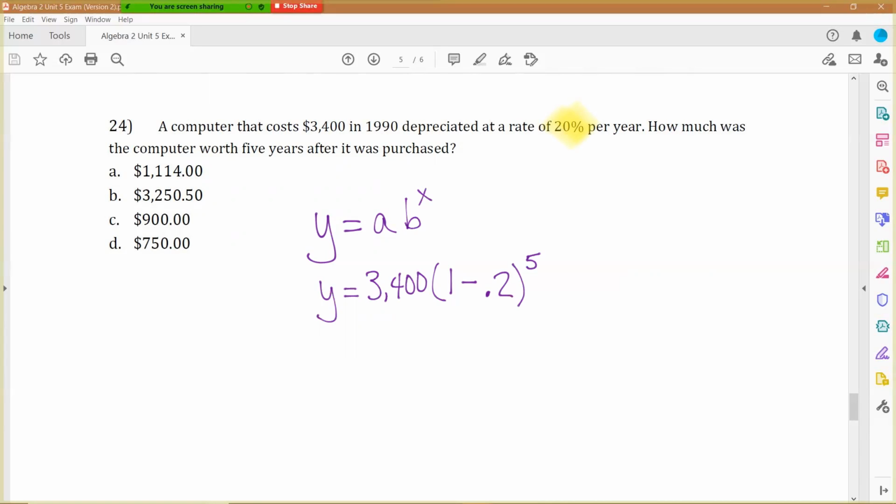When you type this in your calculator, the 3,400 parentheses 1 minus 0.2 to the 5th power, you're going to get a y value of $1,114.11. Same thing's going to happen on your test. You're going to pick the answer that's the closest. So letter A is only off 11 cents, so we're picking letter A.